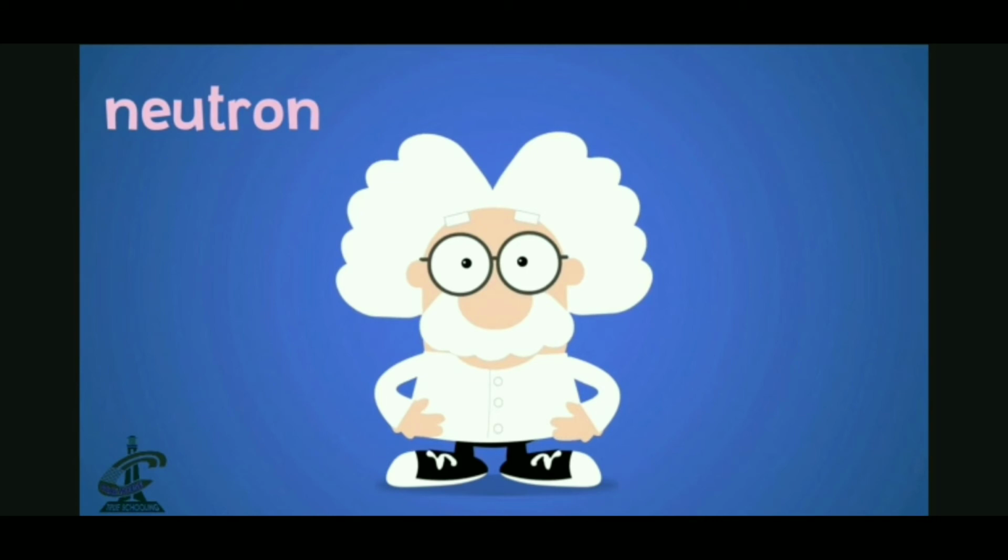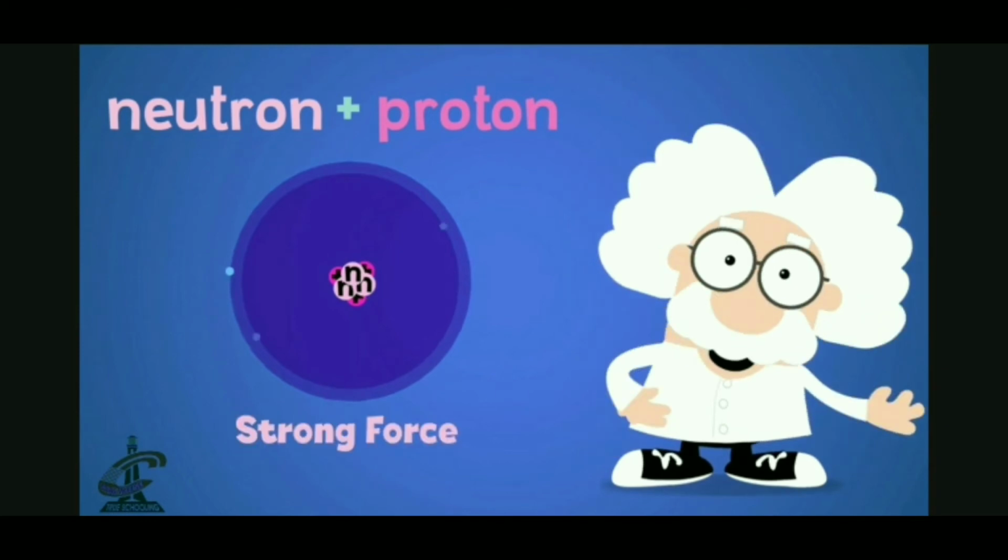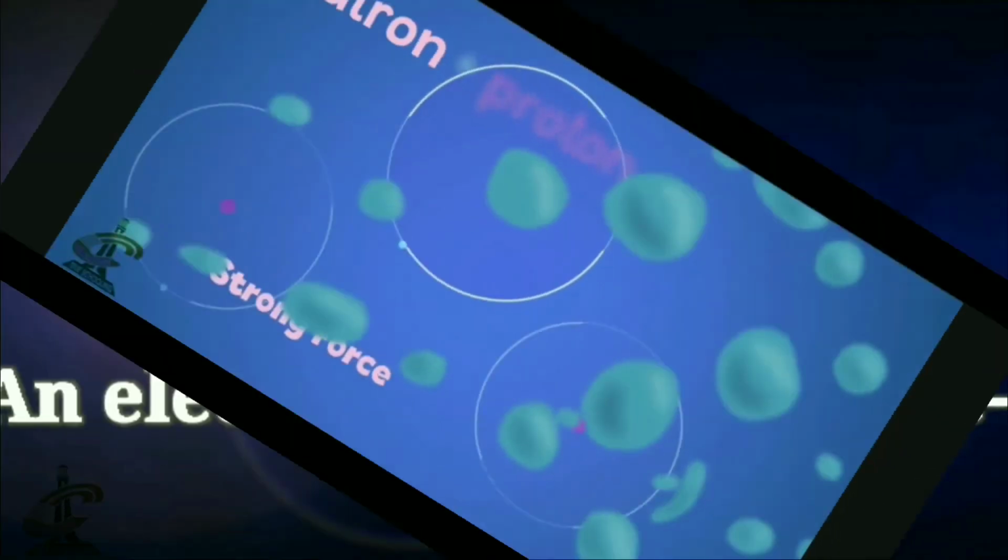Now come to the next particle, which is neutron. Why does an atom need neutron? Dear students, neutron is present in the nucleus of an atom. Neutron has no charge on it. Neutron and proton make a strong force which binds the atom. For short, it works like glue to hold the nucleus together. If there were no neutron, everything would disperse and be hydrogen.